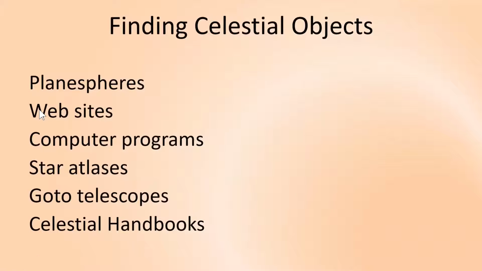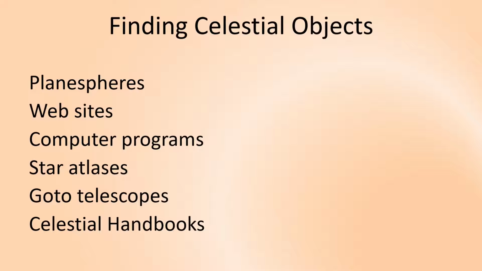Finding celestial objects, probably the trickiest thing out there. There are certain things that are easy to find, like the moon, like the bright planets. But there are things like a particular double star, if you don't know the constellations. If you're looking for a star cluster, you need to figure out how to find it. Well, we have planispheres. There are websites, computer programs, star atlases.